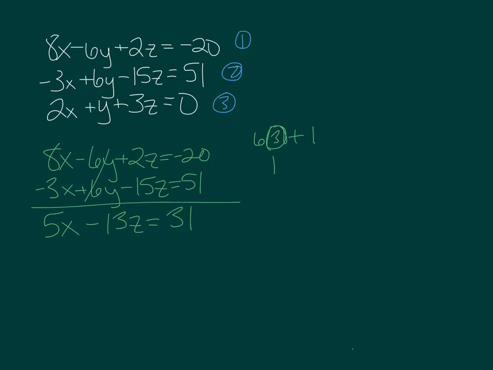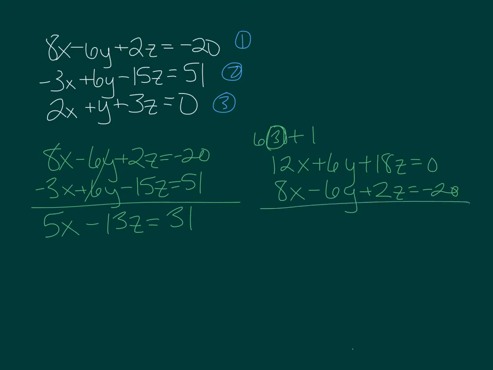I'd be left with 12x plus 6y plus 18z equal to 0. And my first equation is still 8x minus 6y plus 2z equal to negative 20. Okay, I add these two equations together, I get 20x, the y's eliminate, plus 20z equal to negative 20. Okay, we have our new system now. Our new system is 5x minus 13z equal to 31, and 20x plus 20z equal to negative 20. Two variables to solve for, and two equations. That's a good sign. It means I can do it.